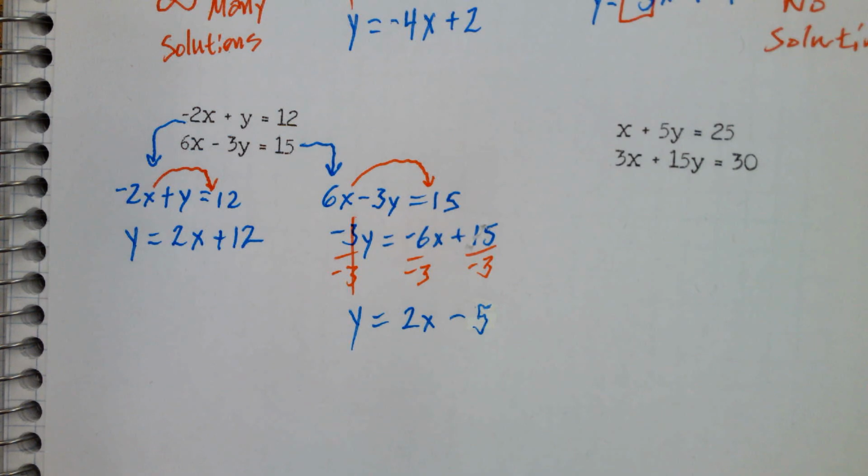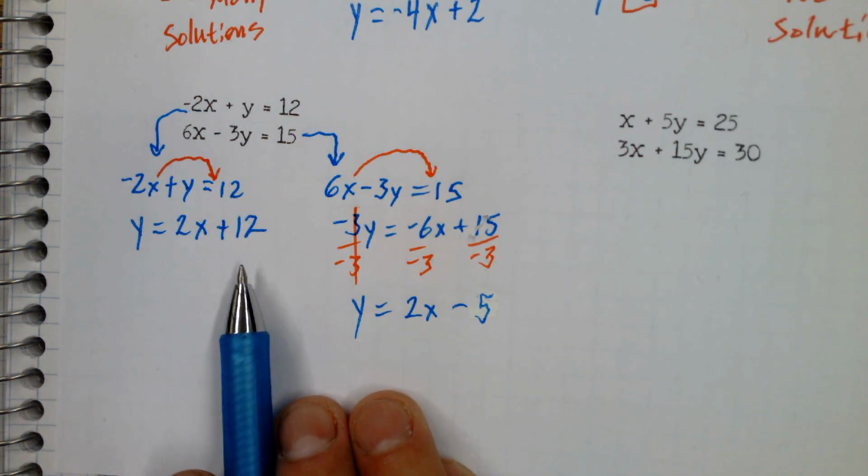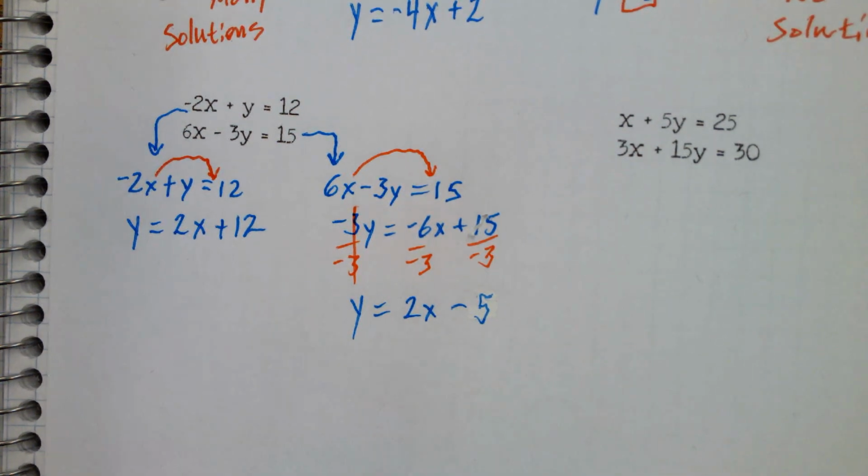Let's regroup. So hopefully you saw that on this equation, bring over negative 2x, it becomes positive 2x, and y is by itself. Okay? So that one's done. Our other equation, you bring over 6x, you get negative 3y equals negative 6x plus 15. Well, we're almost there. We need to get rid of this negative 3 by dividing. So you divide by negative 3, and you get y equals 2x minus 5.